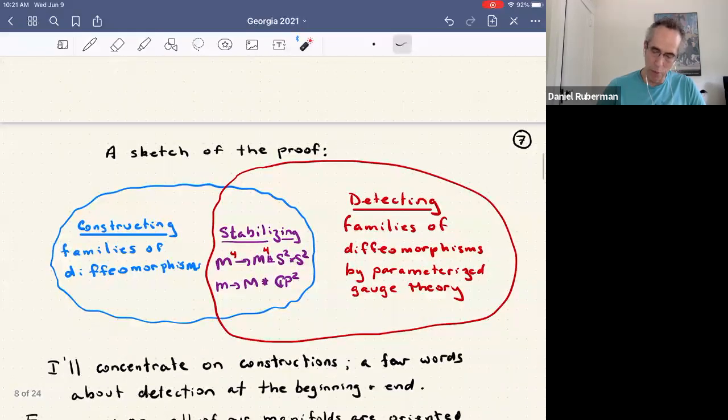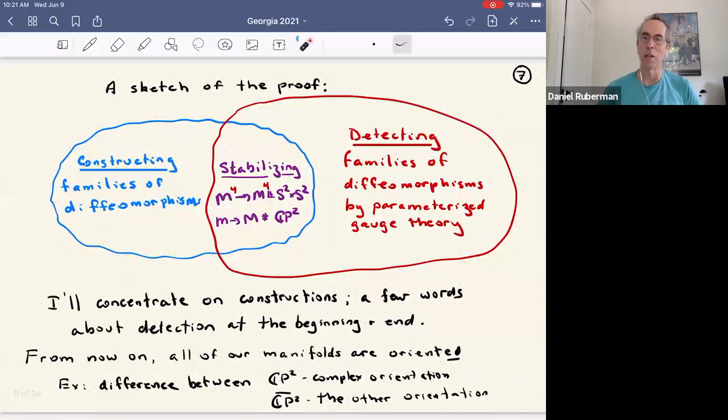Okay, so let me briefly sketch the proof. I think this diagram may have appeared in another talk or two, which is that there are two sides to it, and they're different. The one on the right is how to detect families of diffeomorphisms, and that will be done by parameterized gauge theory. That's the same method that I used back in 1998 to detect the pi zero. And at the time I knew in principle how to do the part on the right, how to define invariants. Maybe even said so in the paper that I wrote.